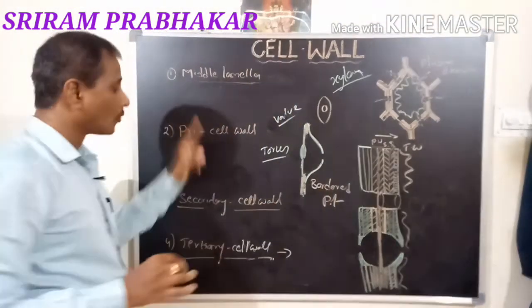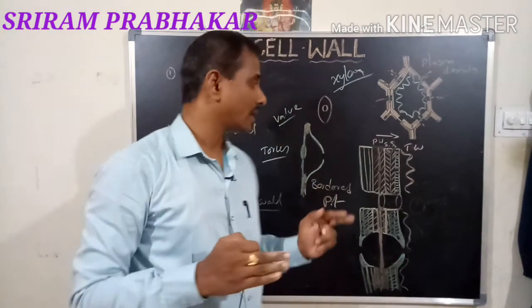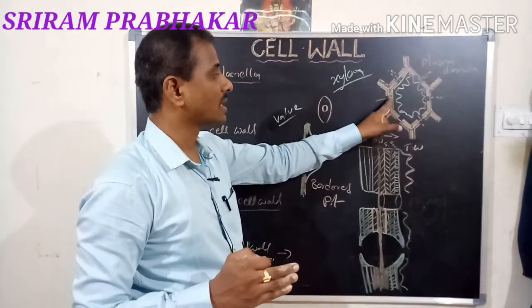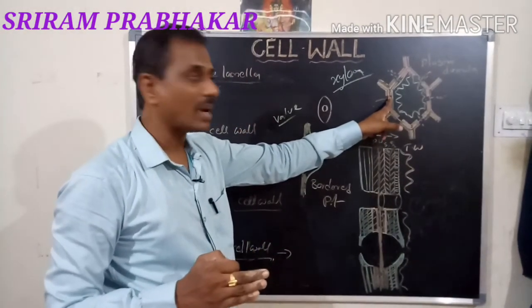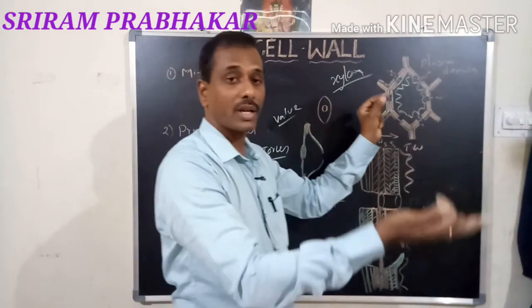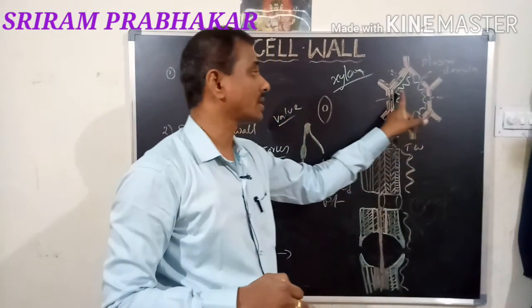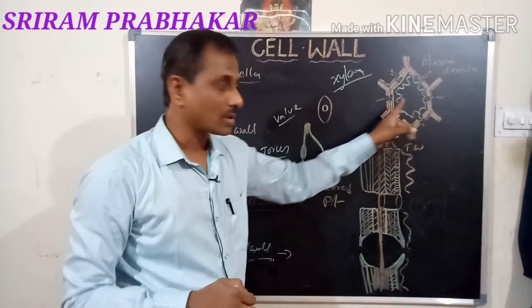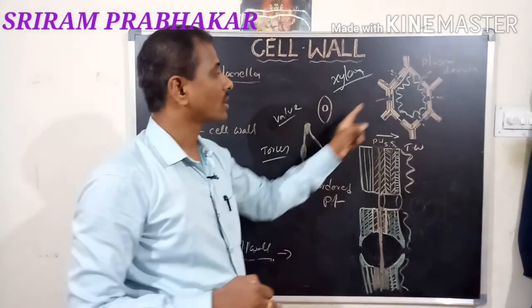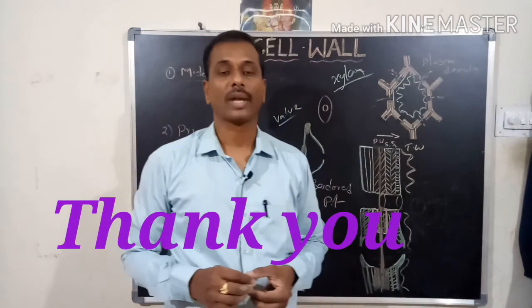So these are the four layers formed in sequence in the cell wall. First is the middle lamella. Next, on the inner side, the primary wall. Inside the primary wall, the secondary wall. And last, completely inside the cell, the tertiary wall. So this is about the structure and formation of the cell wall. Okay. Thank you very much.